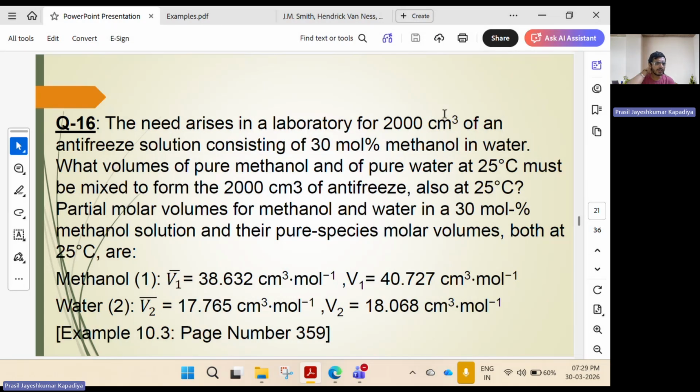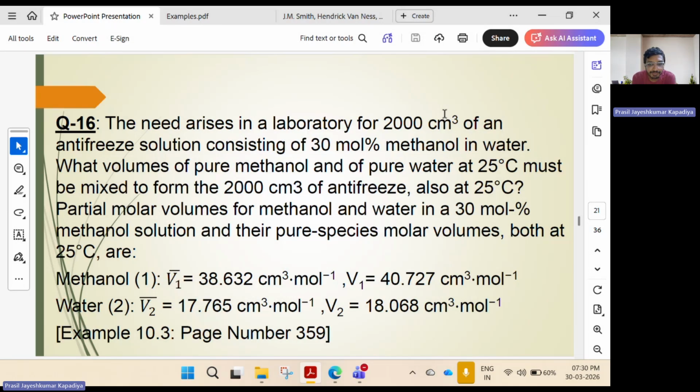What volume of pure methanol and of pure water at 25 degrees Celsius must be mixed to form 2000 centimeter cube of antifreeze, also at 25 degrees Celsius? So I want to form 2000 centimeter cube of volume that contains 30 mole percent of methanol. What amount of pure methanol and pure water should I take?